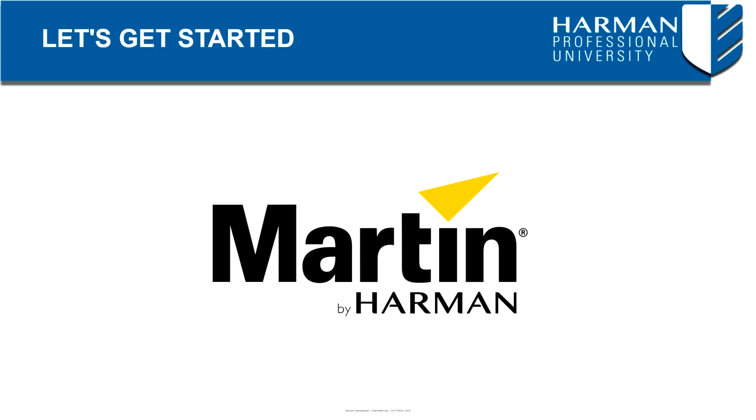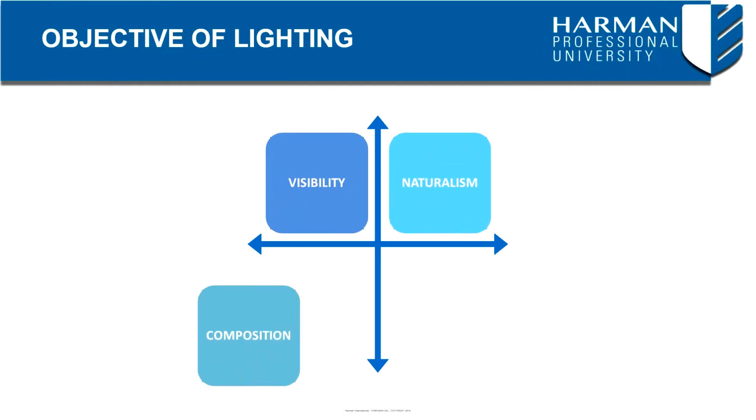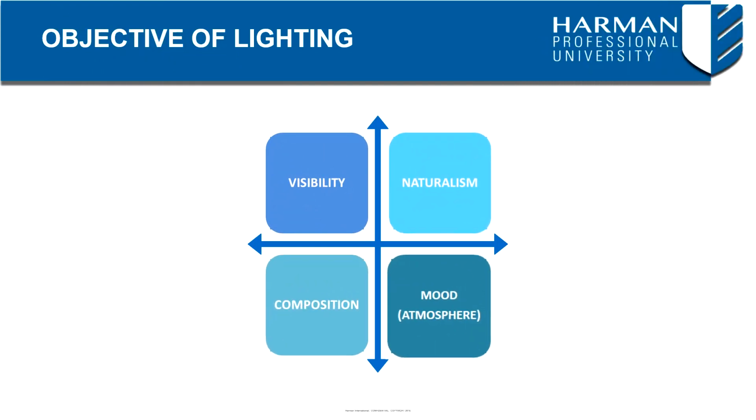First, we need to get a basic understanding of lighting and its effects. The object of lighting is to create an end-user experience. This can be accomplished by visibility, naturalism, composition, mood, or atmosphere.